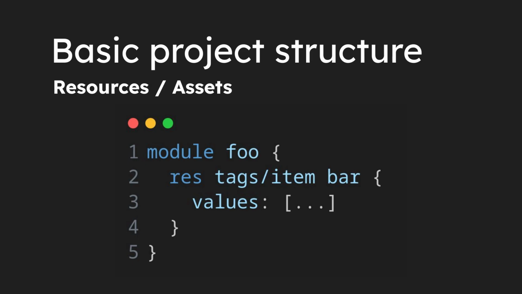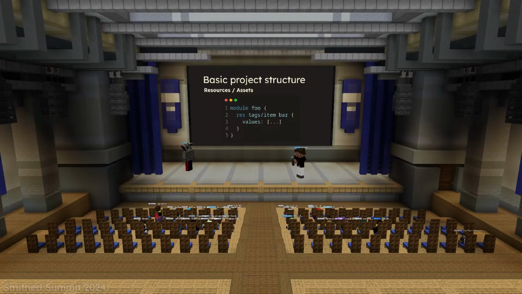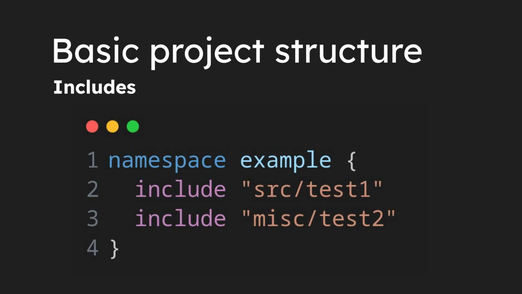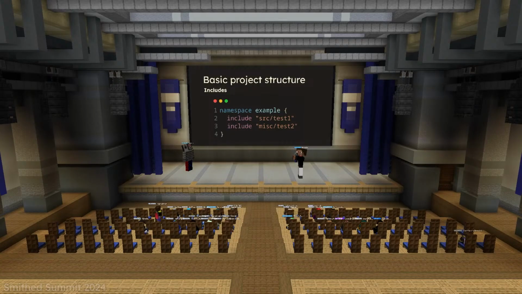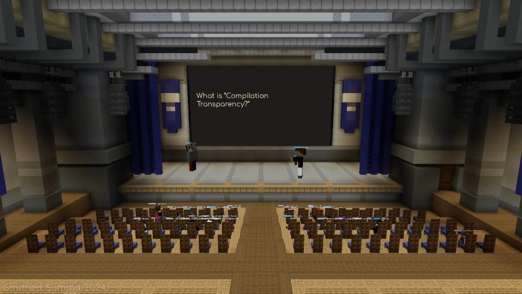As well, we have some other language constructs such as resources. These represent the JSON files in your data pack, like advancements, tags, etc. We also have assets, and those generate inside the assets directory instead of the data directory, but they follow the same syntax. And then Zoglin also provides the include keyword, and that allows you to include another Zoglin file into the first file, and that allows you to split your project up amongst multiple files and be super flexible. While these features aren't necessarily unique to Zoglin as a preprocessor, we believe that compilation transparency is.